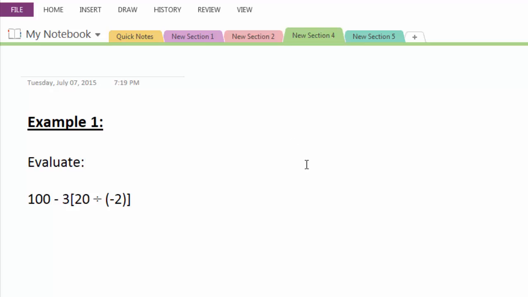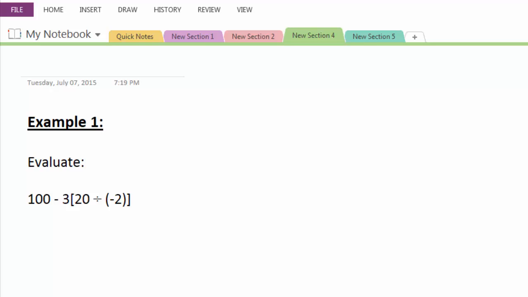This is the first example. Example 1 says: evaluate 100 minus 3, open large bracket, 20 divided by, small bracket, negative 2, close the small bracket, close the large bracket. The large bracket and small bracket have a different look because we need to make them different. And don't forget this is exactly what we get in integers with the signs. It's not a big deal whether this is minus or negative, but between brackets this is a sign, so in this case it's going to be negative 2.